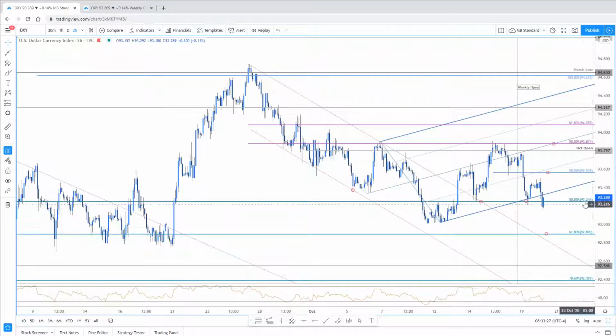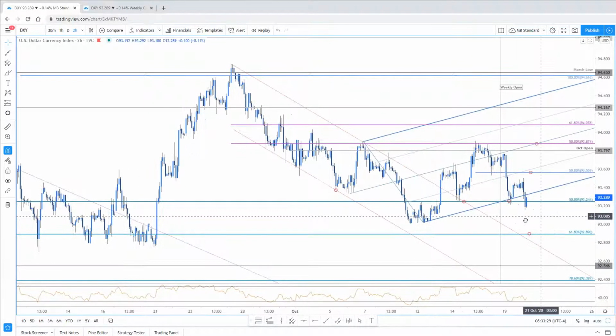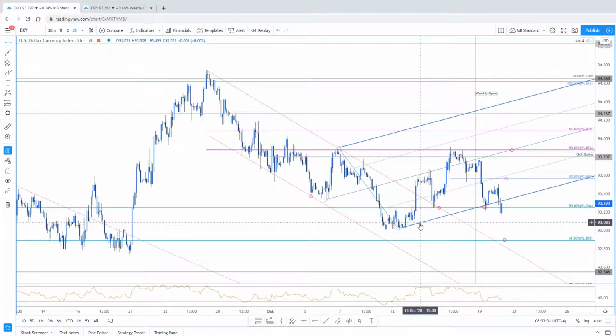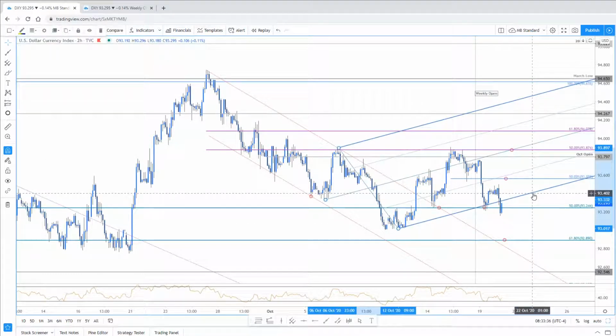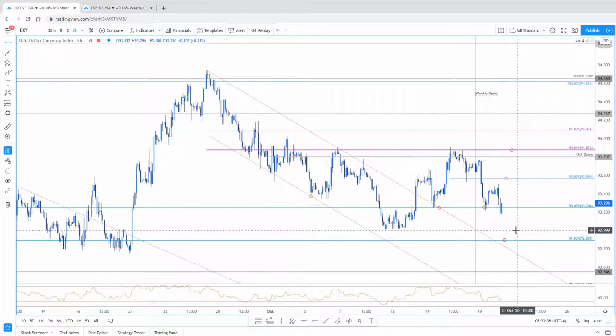So we've already probed that 50. I don't really want to stress this slope, guys. We only had a couple of touch points. At the end of the day, let me just show you this. This is what we're looking at. Here's your monthly open, here's your monthly opening range high, and here's your monthly opening range low.